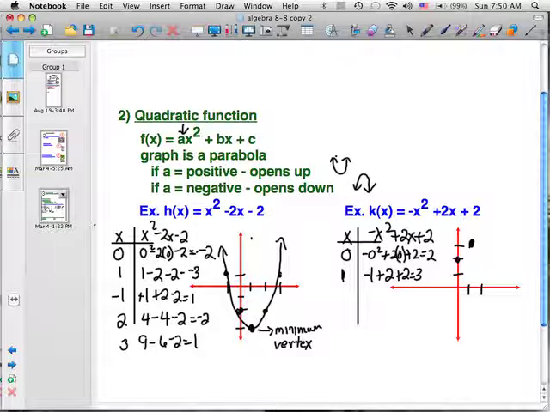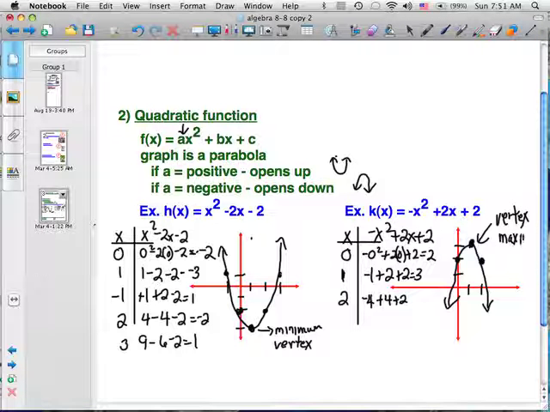Let's try 2. The opposite of 2 squared is negative 4, plus 2 times 2, which is 4, plus 2. So we get 0 plus 2. So if x is 2, y is 2. So here's the top, and it's coming down this way and this way. This is the vertex, the top of it, so it has a maximum. And it did open down. Please understand my curves are not the best in the world.